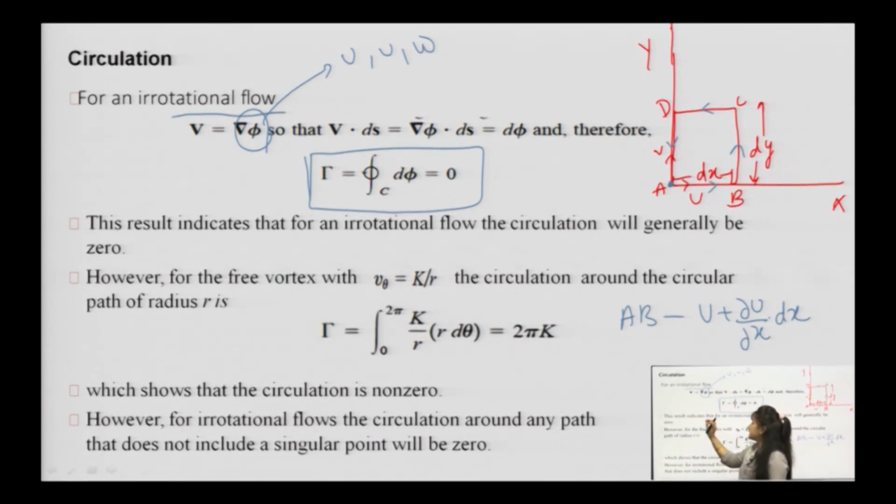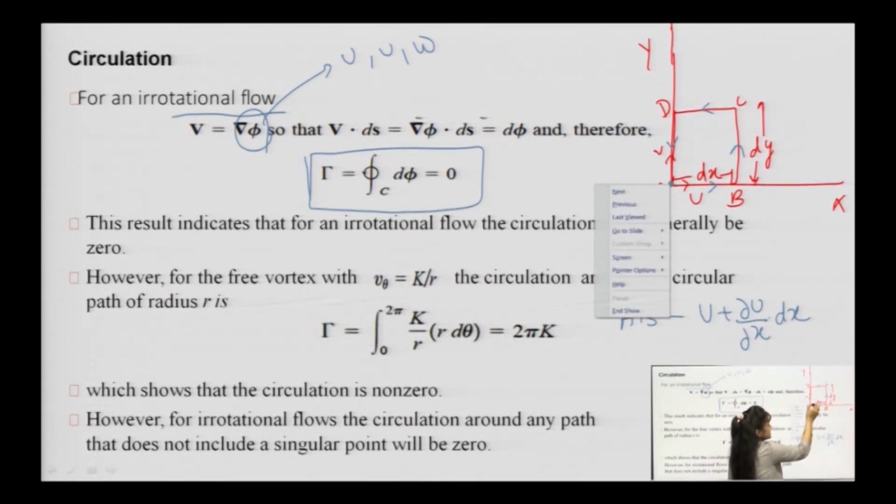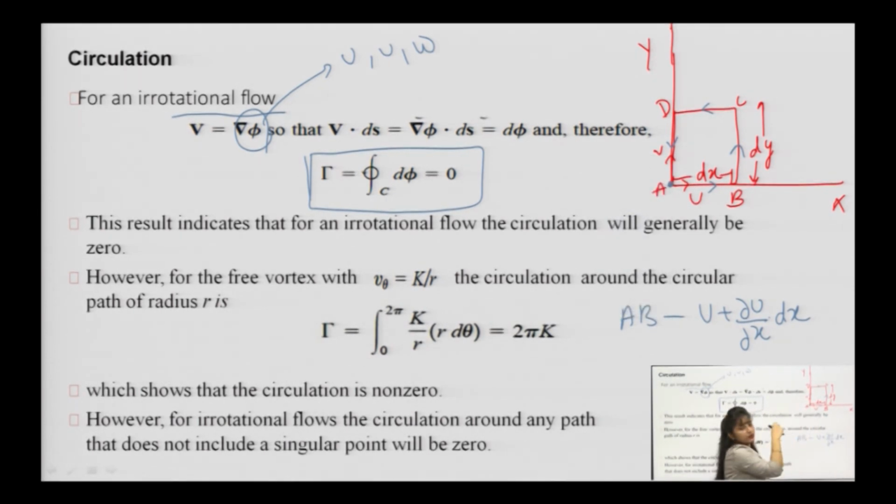This result indicates that for an irrotational flow, the circulation will generally be 0. Here you can see, if it is irrotational and you substitute this value, it means there is no rotation, so this circulation value will always be 0. I will underline it.